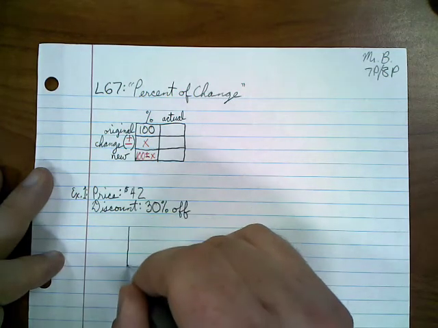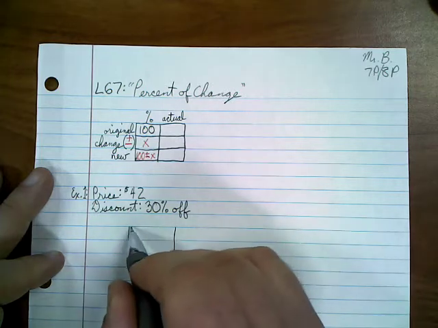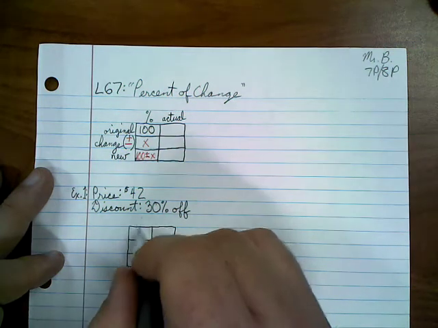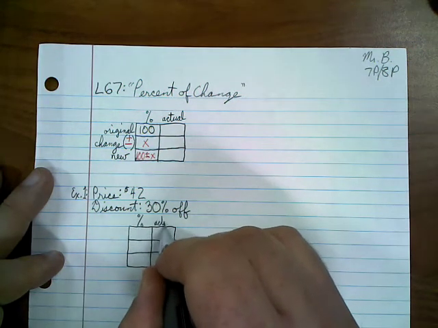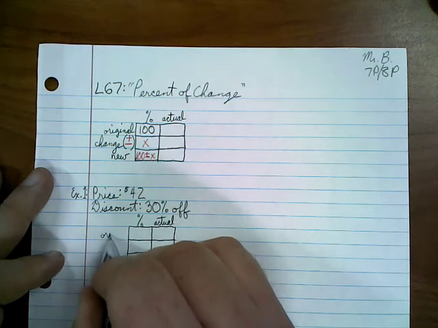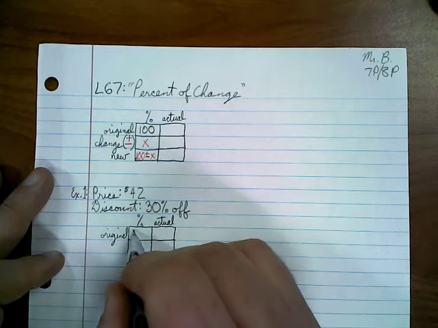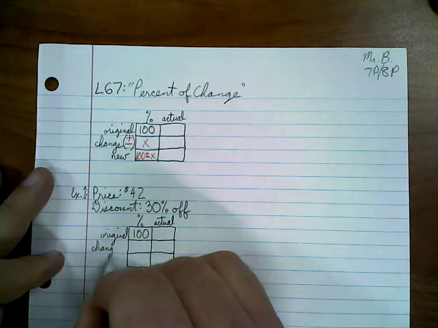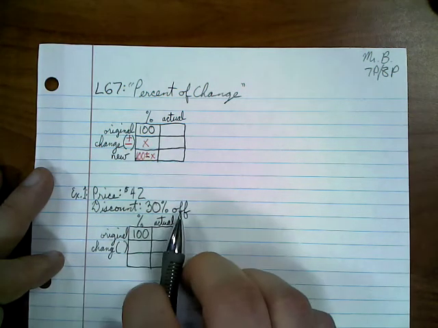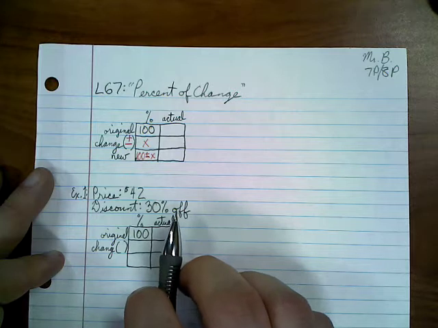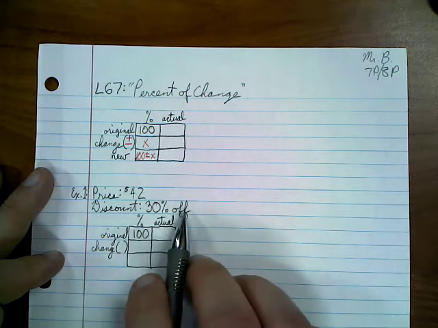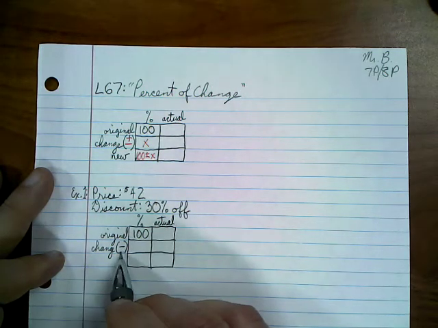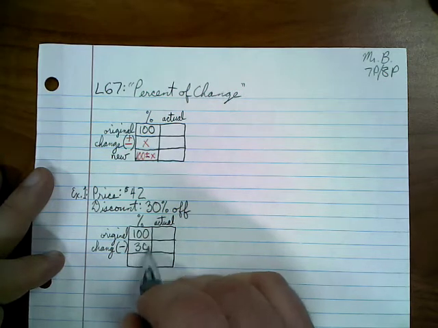So if I come down and I set up my ratio box, my change of percent box, this will always be percent, this will always be actual, this will always be original, and this will always be 100. This will always be change. Now I asked you earlier, was this an increase or a decrease? Now we need to write in what it is. So hopefully you realize that off is going to tell us that this is a decrease. And so it's a decrease of what percent? Well, 30%, so we'll put 30 in here.